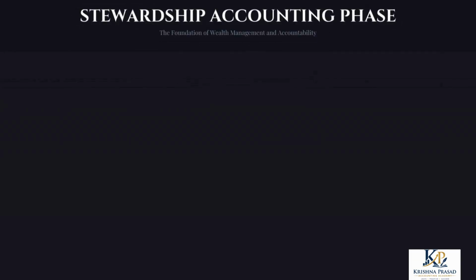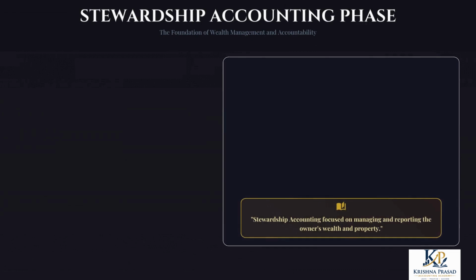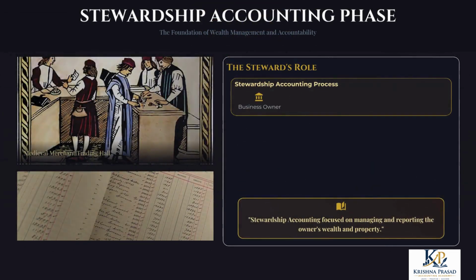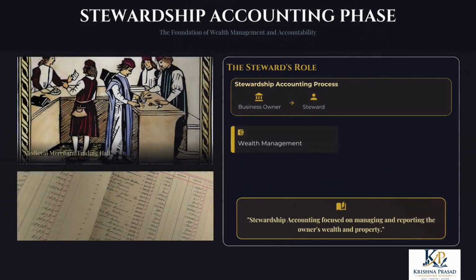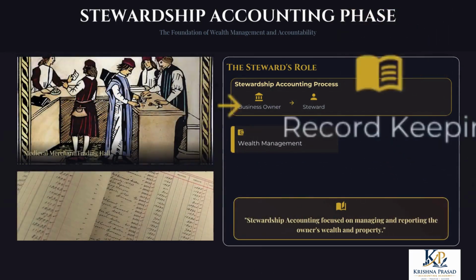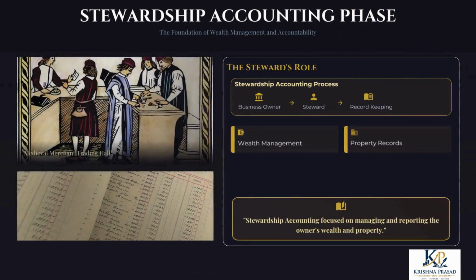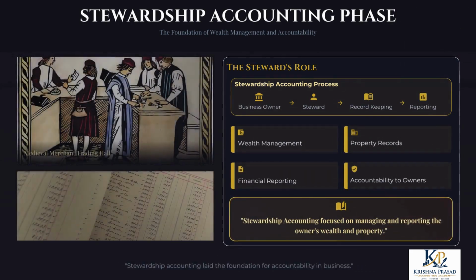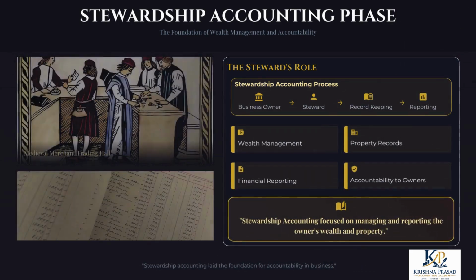In the earliest stage, accounting mainly focused on stewardship. Rich business owners appointed stewards to manage their wealth and properties. The duty of the steward was to maintain proper accounts and periodically report financial details to the owner. This system is known as stewardship accounting.